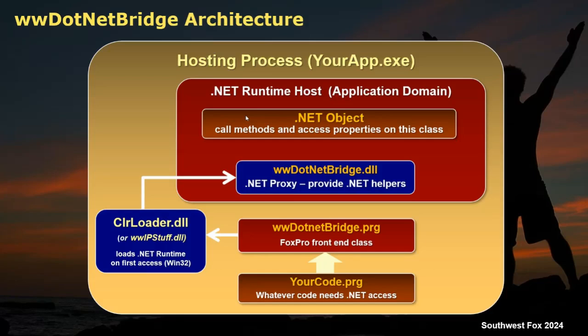Okay, so when we first do this, there's a small native DLL that gets loaded, and that DLL is basically responsible for hosting the .NET runtime for us. And then it creates that wwDotnetBridge .NET object, which is passed back to FoxPro, and the FoxPro class that sits in front of that uses that object to actually do all of its tasks. So when you say bridge.InvokeMethod, it's going through that FoxPro object to the .NET object, then invoking the task, and then basically coming back.